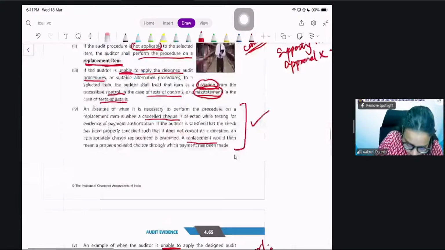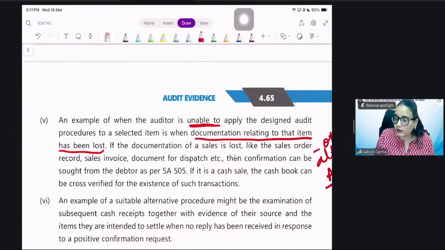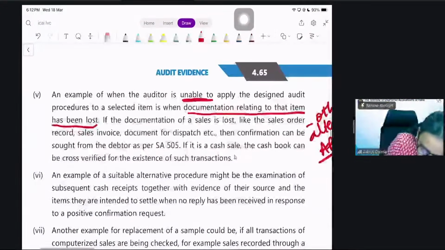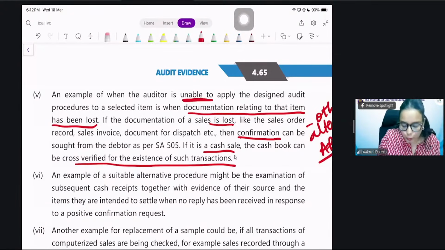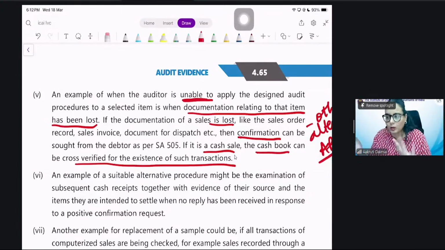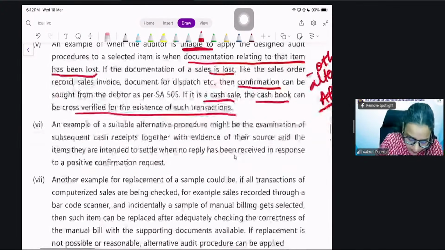What can I do? I can send a confirmation letter to the supplier that we have lost your invoice. Can you confirm, or can you send a copy of the invoice, or can you confirm the details regarding this payment? So if the documentation is lost, a confirmation can be sent. Okay. If it is a cash sale, you can try to verify it through the cash book. So if you find any deviation or misstatement, you can cross verify it by other documents and other evidences.